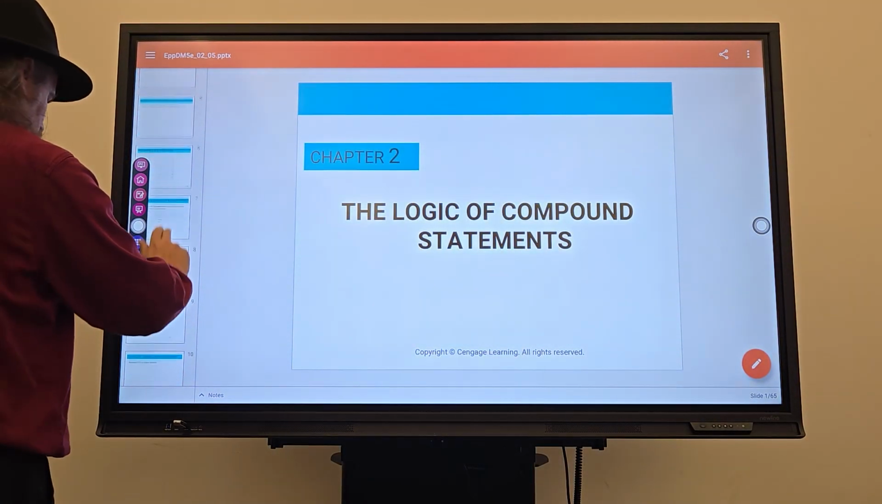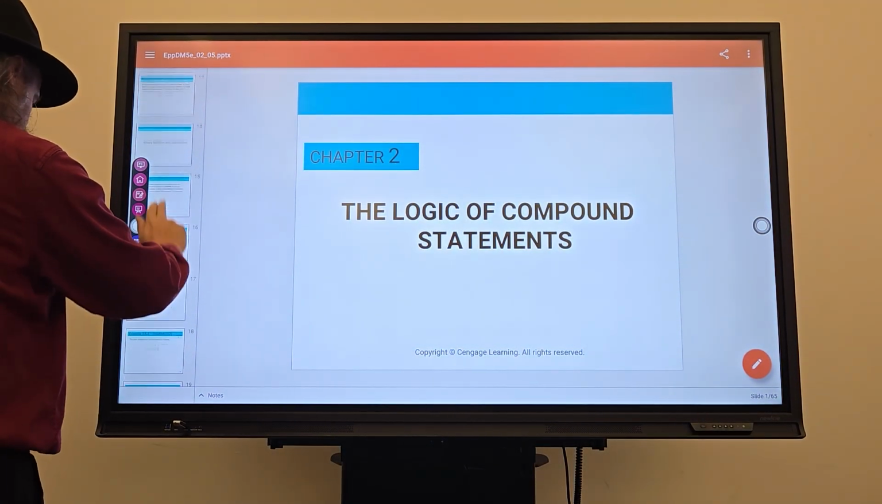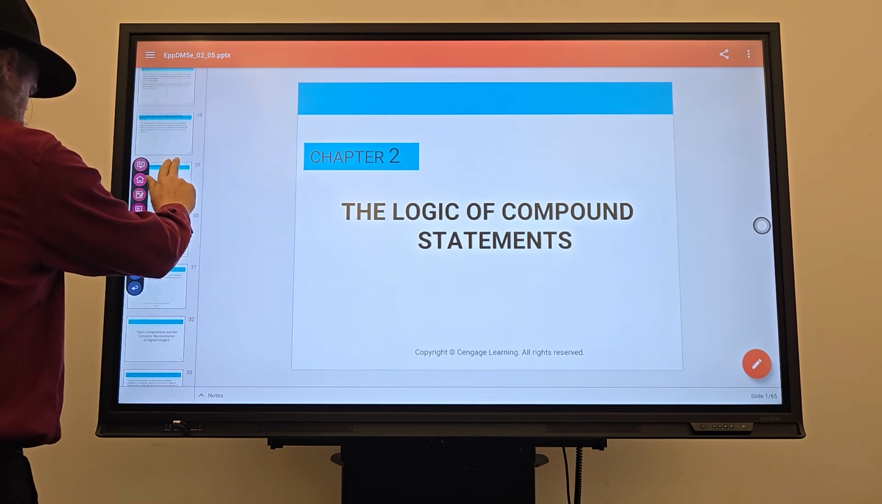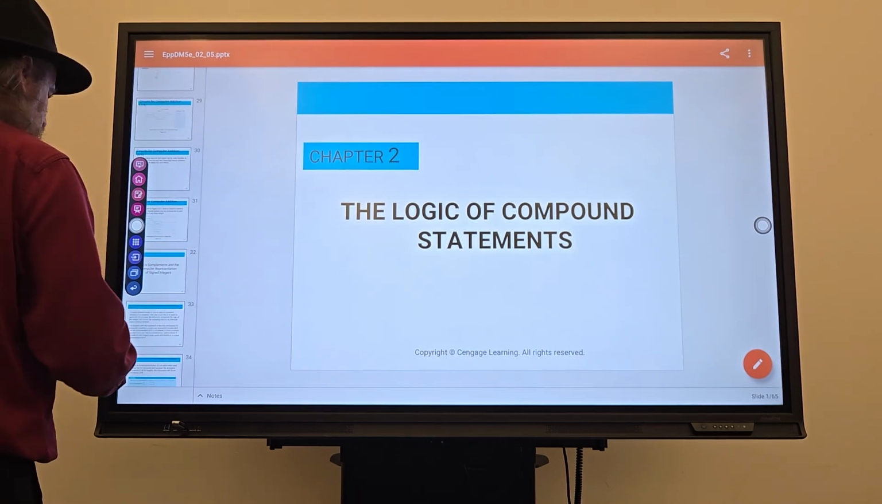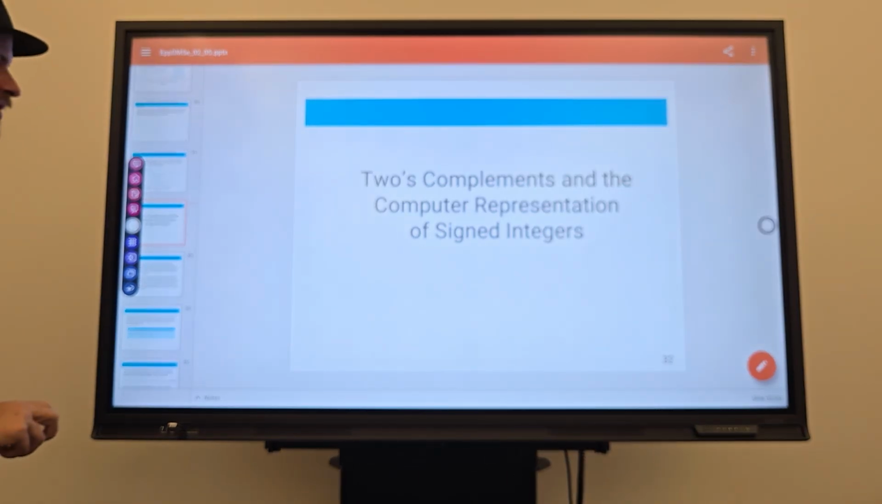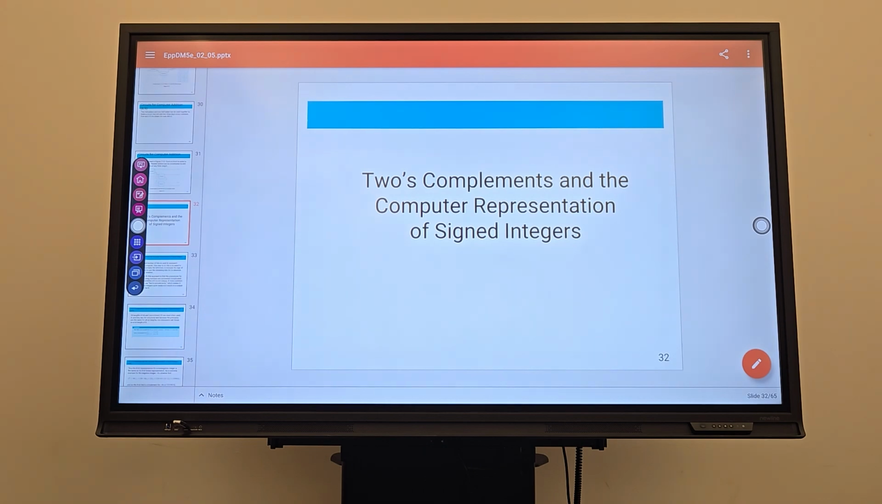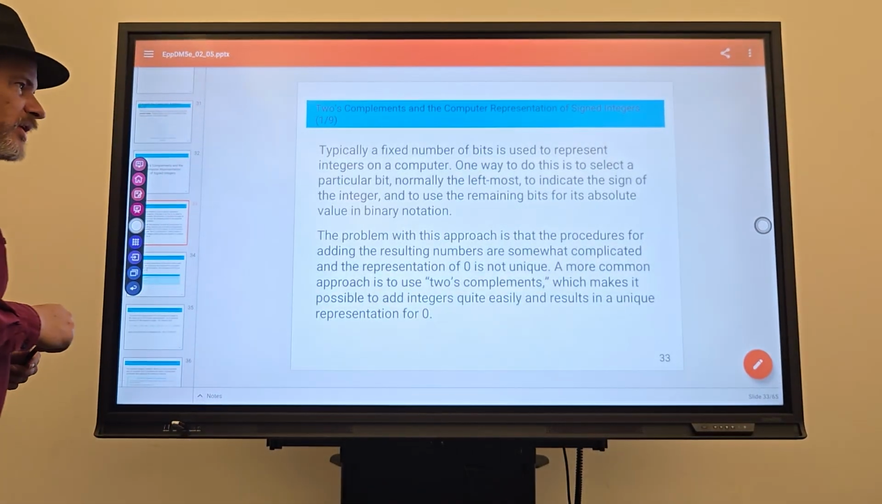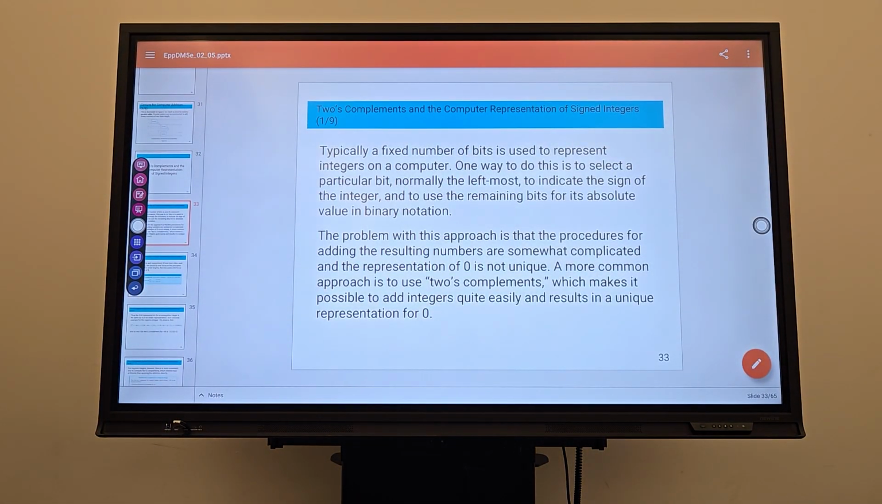All right, let's go. Where were we? Okay, 2's complement and computer representation of signed integers. So far with binary, we've only been dealing with positive integers. Negative integers can be represented in binary as well. As I stated earlier, a fixed number of bits is typically used to represent integers on a computer, 32 or 64 bits.